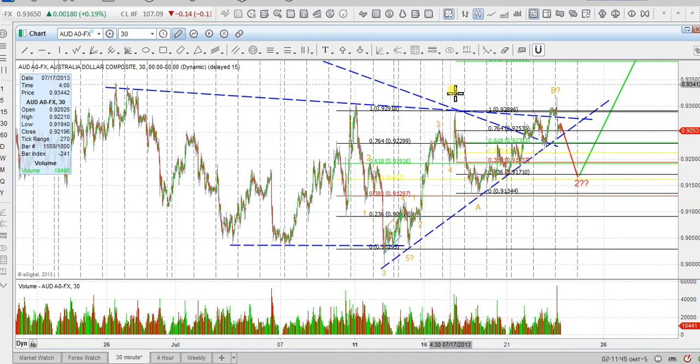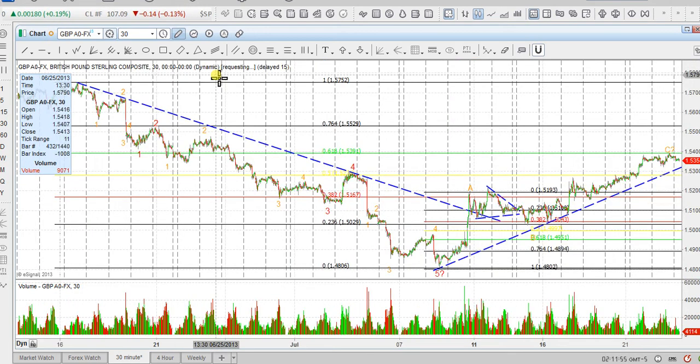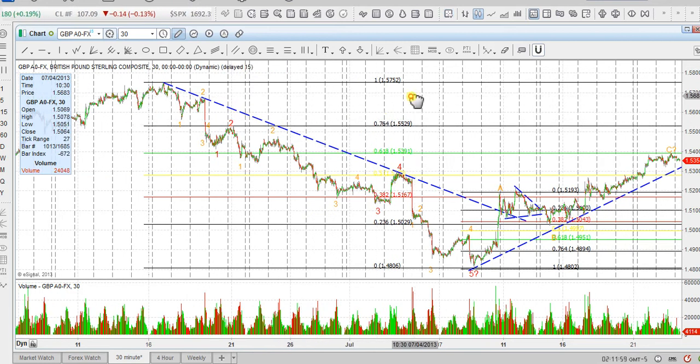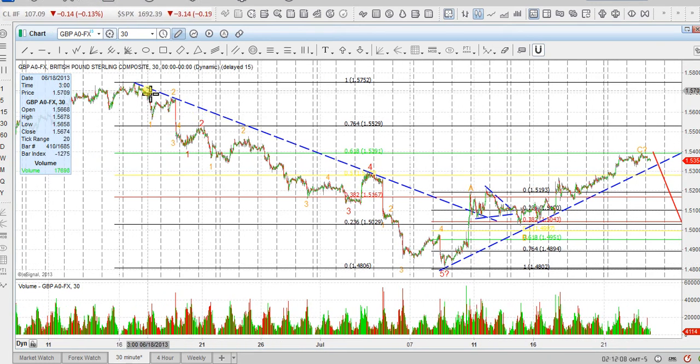Now let's shift over to the pound. And with the pound, also expecting it to go lower, but unlike the Aussie, I'm expecting it to make new lows. With the Aussie, I'm expecting that to push higher once it gets to that point.